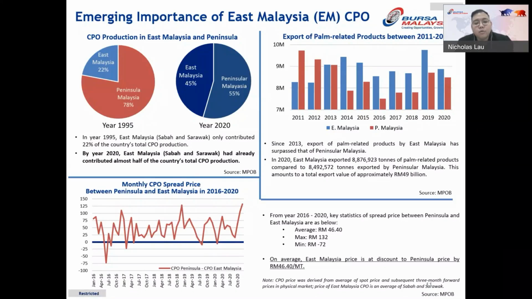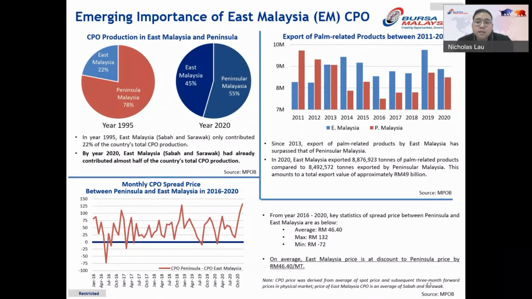If we fast forward to 2020 last year, it is almost a 50-50 split, with East Malaysia representing 45% and Peninsular Malaysia 55%. So it is this kind of development in the East Malaysian palm oil industry which was something we could not ignore. The fact that East Malaysia now has already contributed almost half of the country's total crude palm oil production.